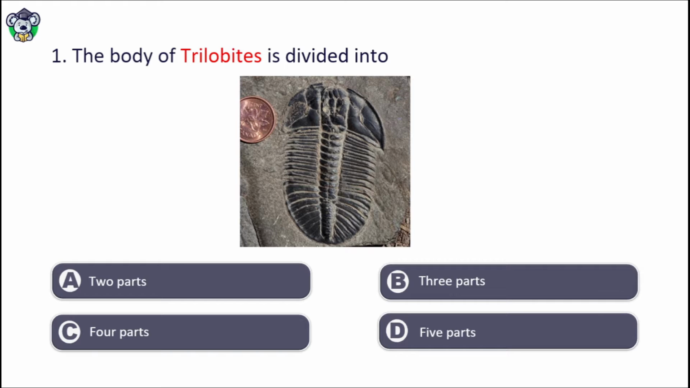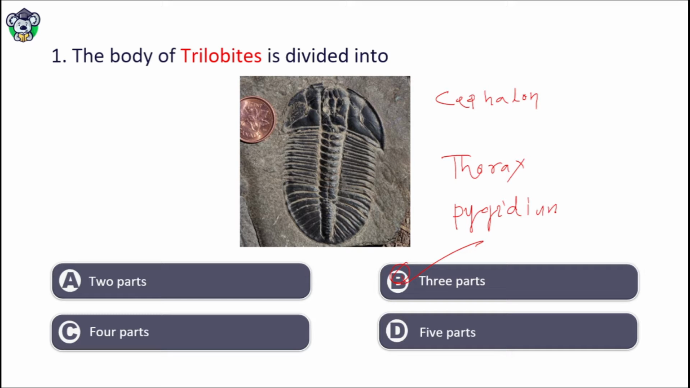The body of trilobites is divided into how many parts? 2 parts, 3 parts, 4 parts, 5 parts. The right option is option B, that is 3 parts. What are those 3 parts? Those are cephalon, thorax and pygidium.